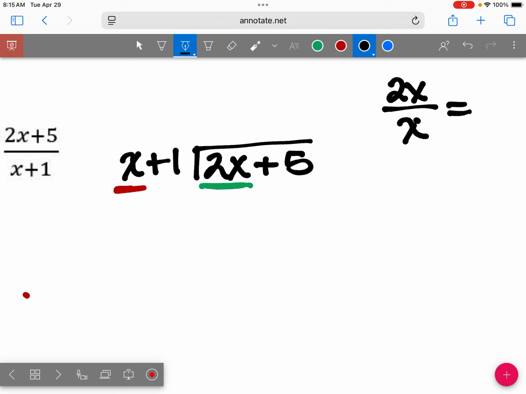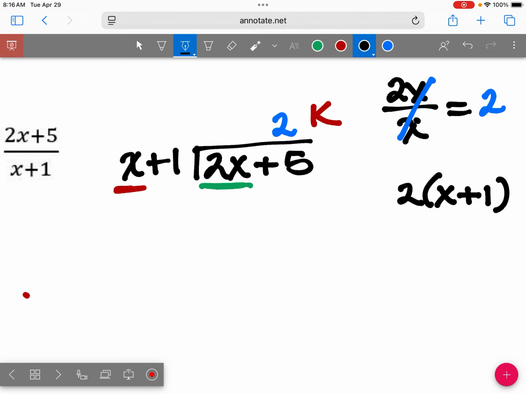I think I hear somebody saying it really softly, but what's going to happen with my x's? They're going to cancel, which is just going to leave me with a 2. So we're going to put that 2 in the top. That 2 represents my K value. All right, now we're going to take that 2 that we got in our first step and multiply it by x plus 1. And when we distribute that 2, it becomes 2x plus 2.